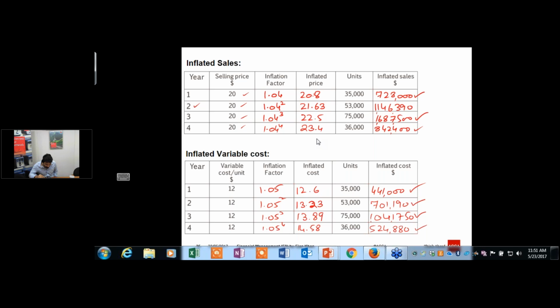Bilal, if the question says to ignore working capital recovery, then by the end of year four, we will not show any positive cash inflow regarding the working capital. We'll keep it in the business. So we'll only show the outflows.